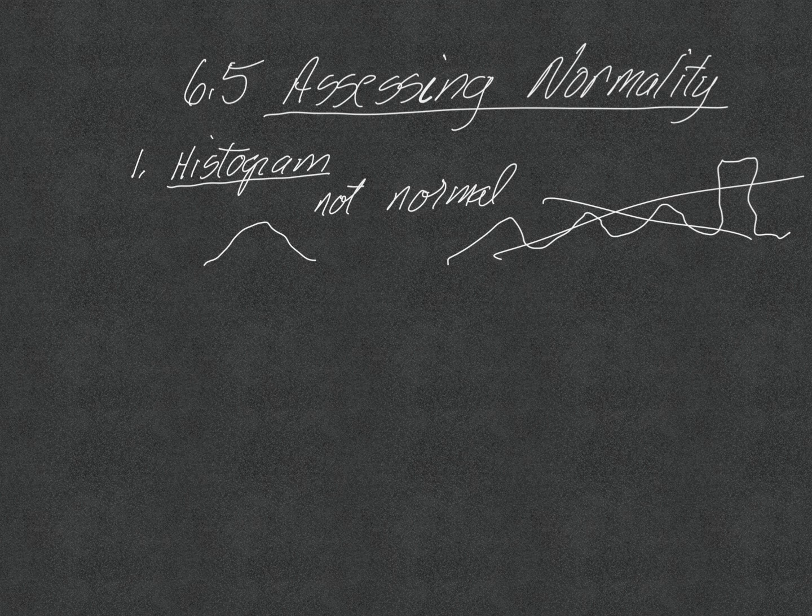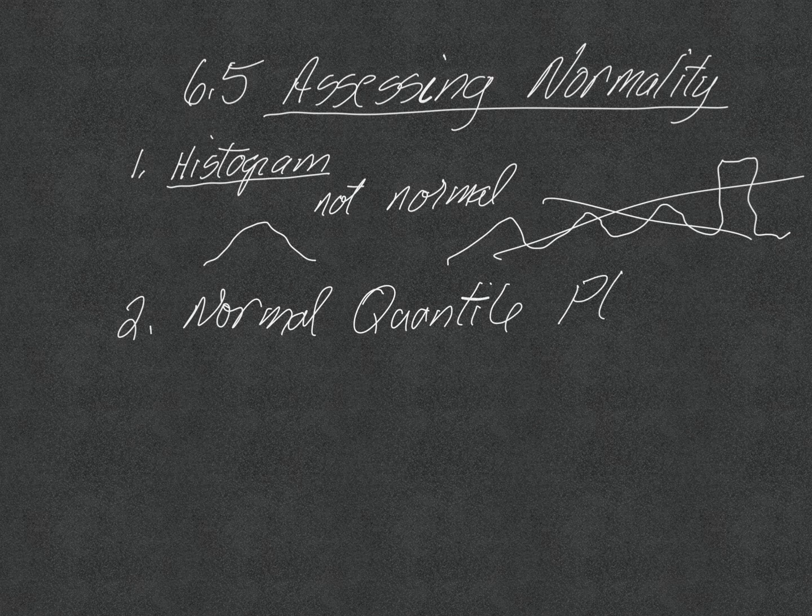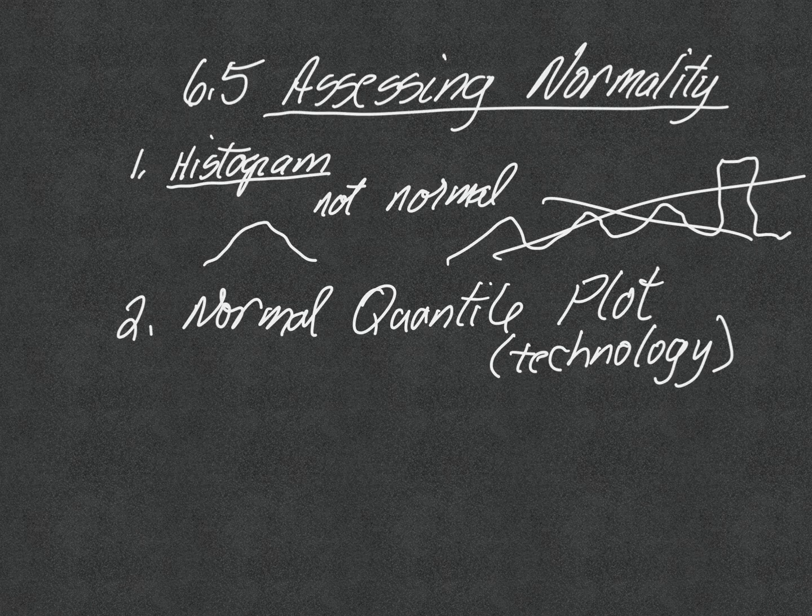Number two, the second thing we can do is a normal quantile plot. Now, the thing with a normal quantile plot is you really cannot do it by hand. You have to use technology to do this. And so I'll kind of talk you through that, and so you'll be able to do it on a test if you need to.